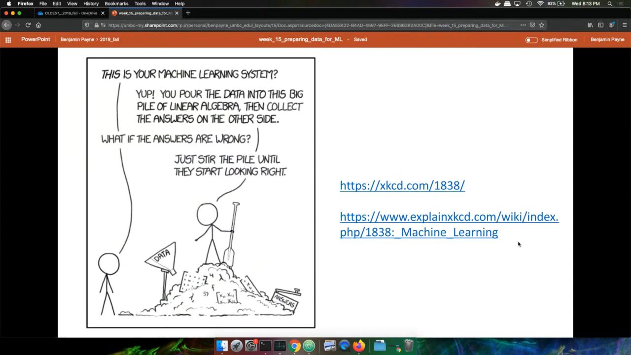All right, so if you haven't seen this comic, XKCD is pretty reliably good, but this is basically how a lot of machine learning is done. People think that the algorithms are magic, and therefore they dump their data into the algorithm and then expect that the results are valid. And if it doesn't work, you just keep trying until something works. And this is no joke.